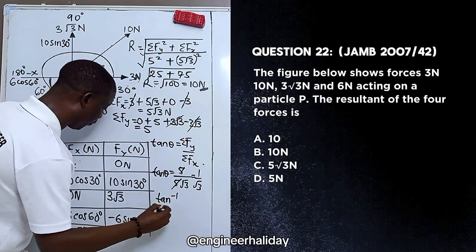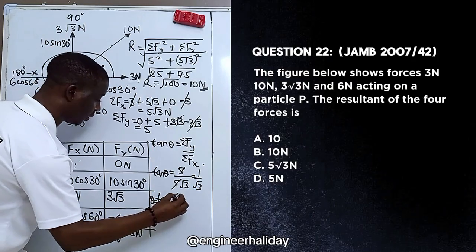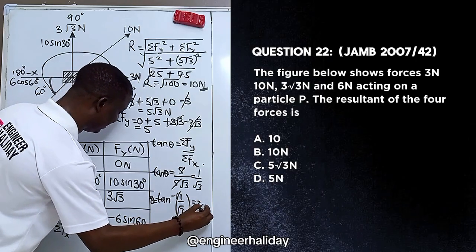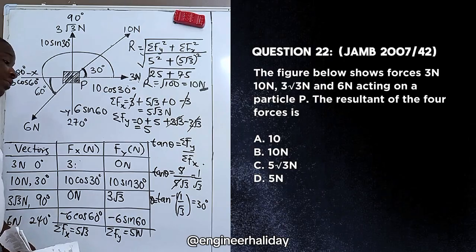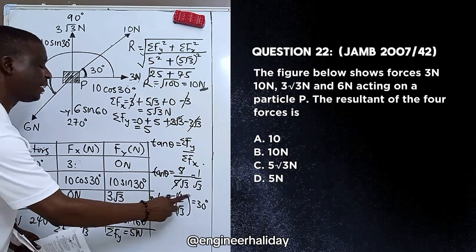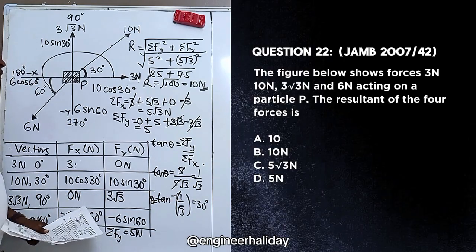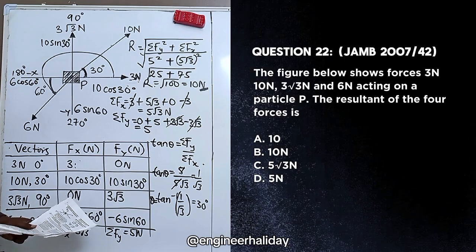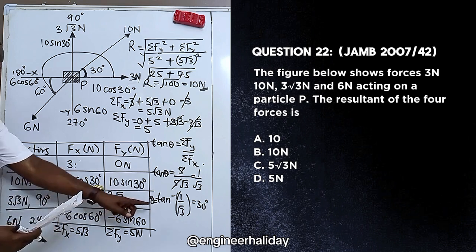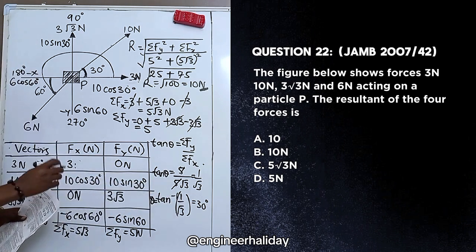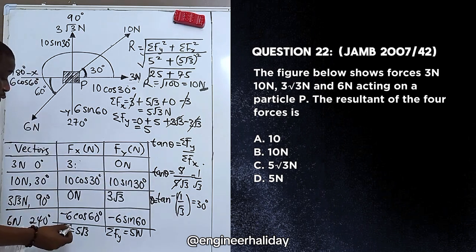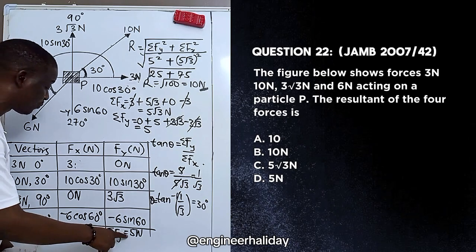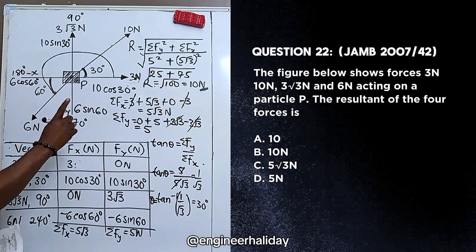Then theta will now be tan inverse of 1 over root 3. So what I want to get is 30 degrees, because that will give us 0.57. Tan inverse of 0.57 is 30 degrees. So let's continue. We have 30 degrees as your direction. If you want to solve this problem, I advise you to know the quadrant. Fx is positive, Fy is positive. So that means it will be in the first quadrant.